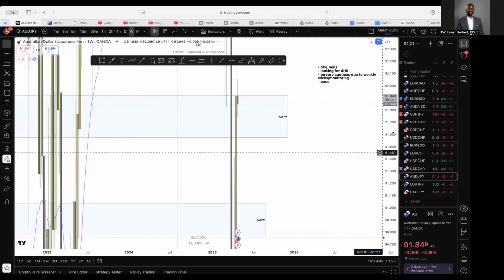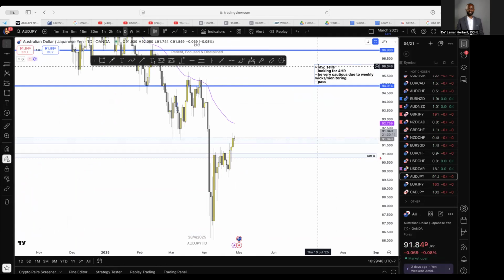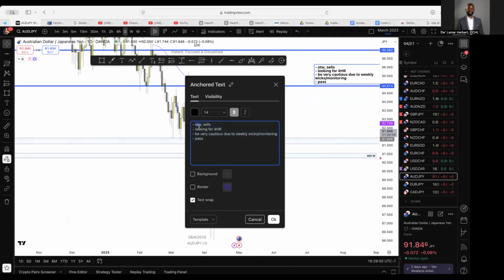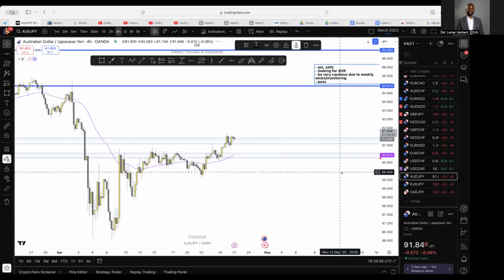AUDJPY having a pullback, deep pullback in the weekly area of interest. See, so we're at the area of interest. I don't know why I didn't change that, but at the area of interest, we'll be looking for sales since we have weekly and daily. Having that deep pullback at this area of interest, bearish. We would just need to see.